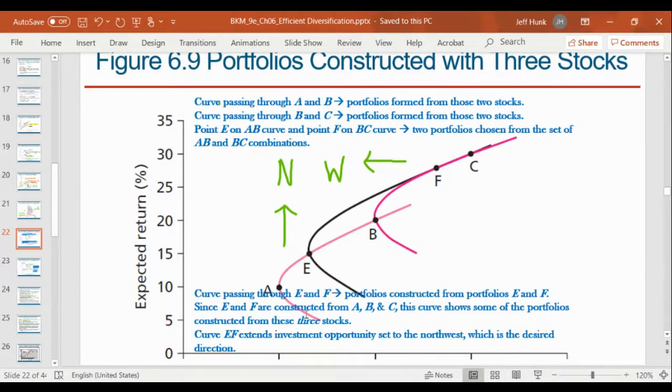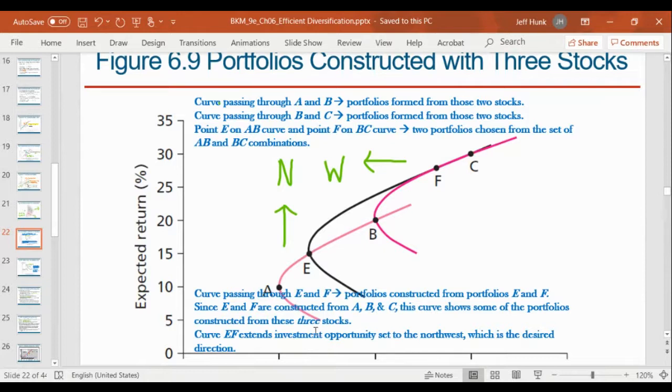And point E on AB, right? And point F on BC curve, and these two points, E and F, are two portfolios. These are actually stocks, right? Chosen from the set of AB and BC combinations.